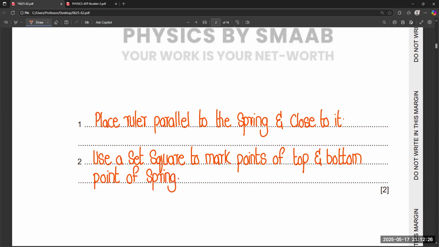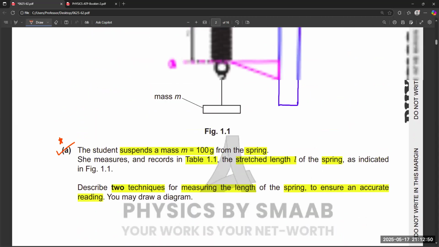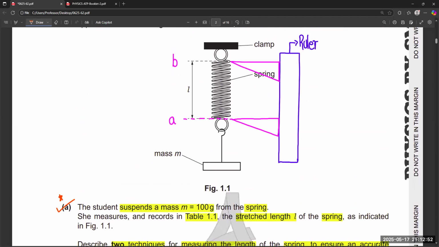Right? So basically, this is the simple method we use to measure the accurate length of the spring, because it is mentioned to ensure an accurate reading. If they do not ask about an accurate reading, we just simply use a ruler to measure the length. But when they mention accurate reading, always remember we have to use the set square with the ruler to record the actual length of any object. So this is the representation, right? This is the ruler, so you can record the reading from the ruler easily.